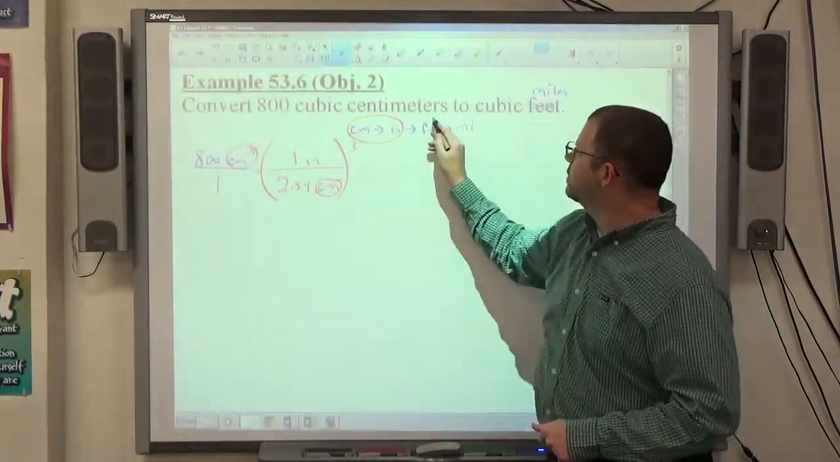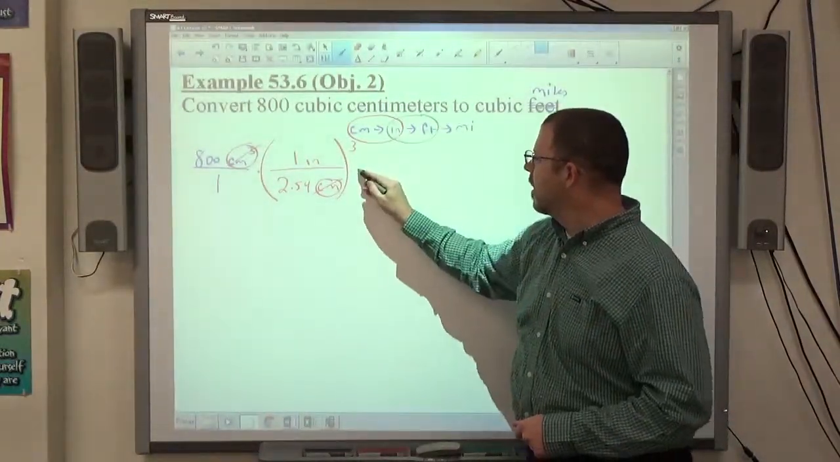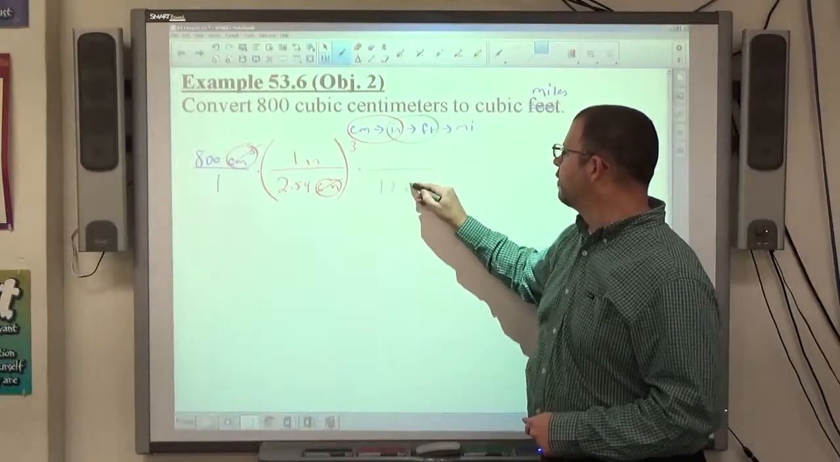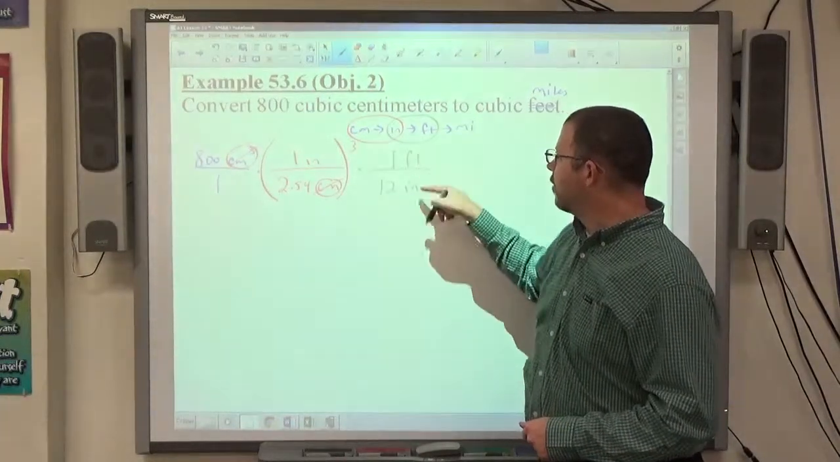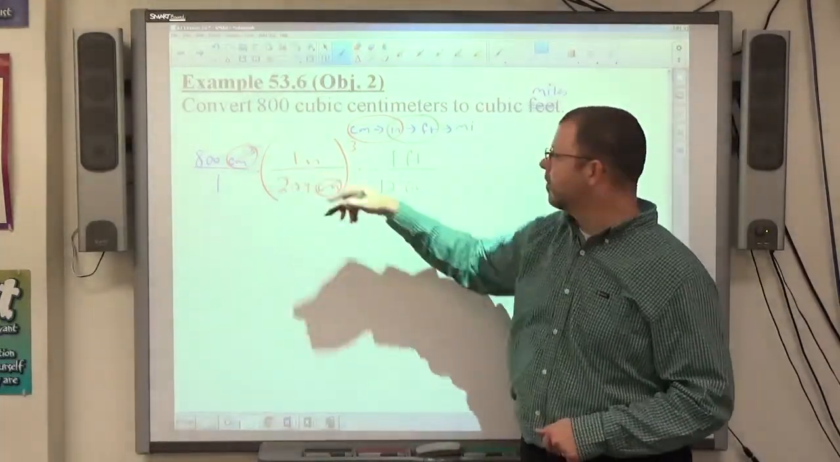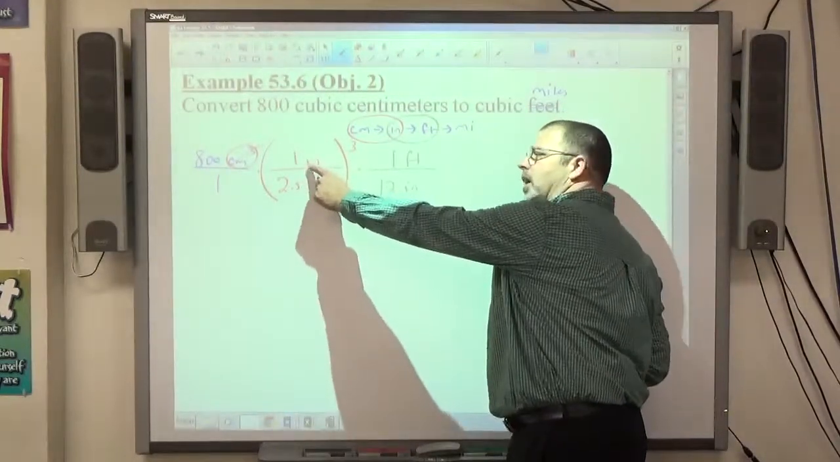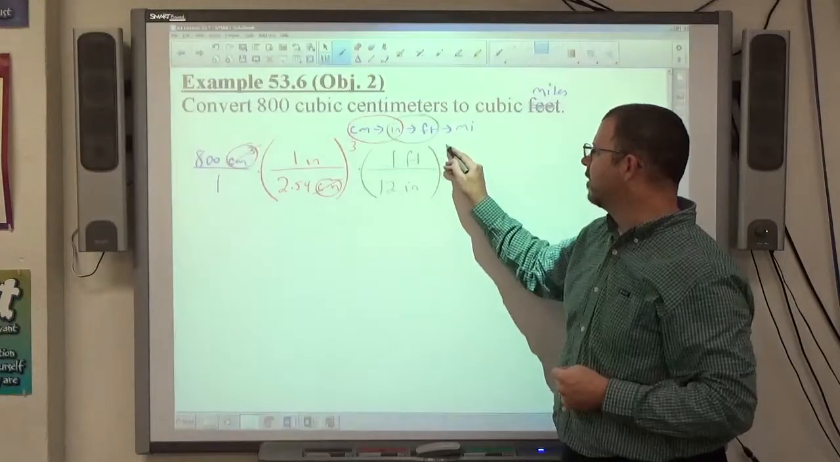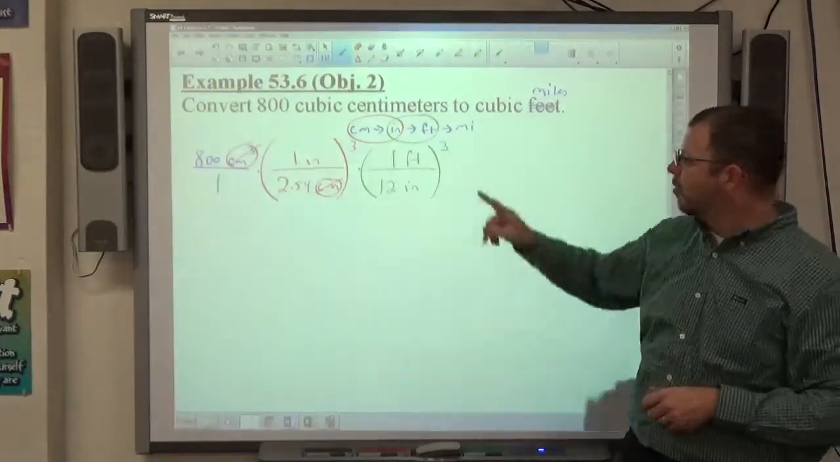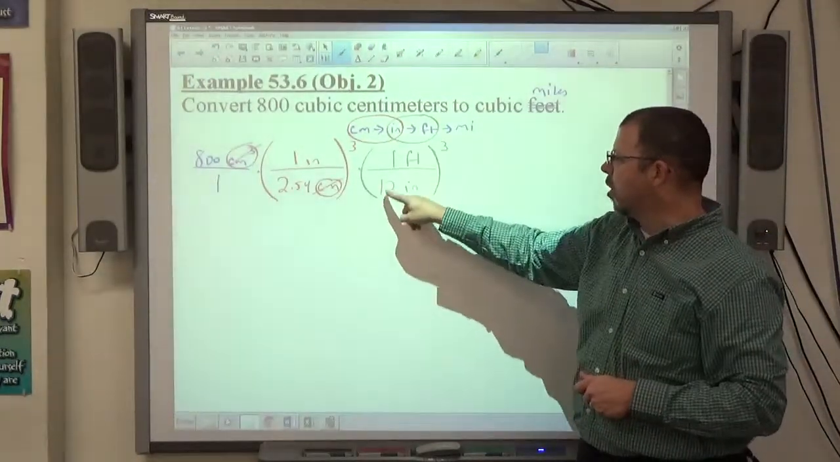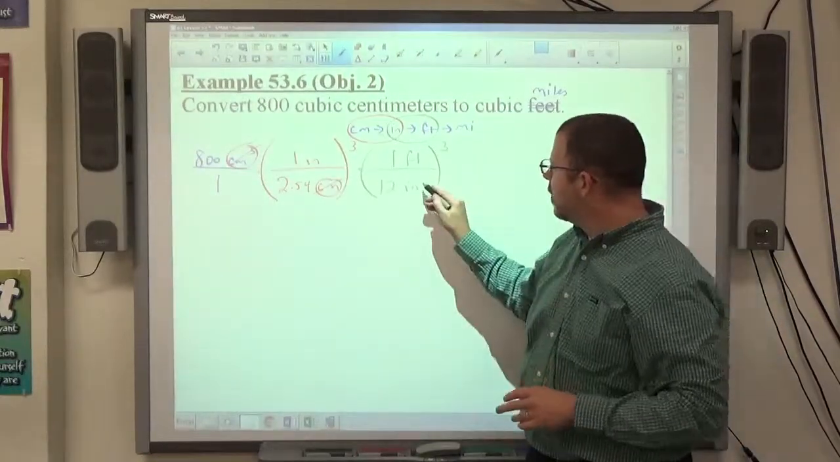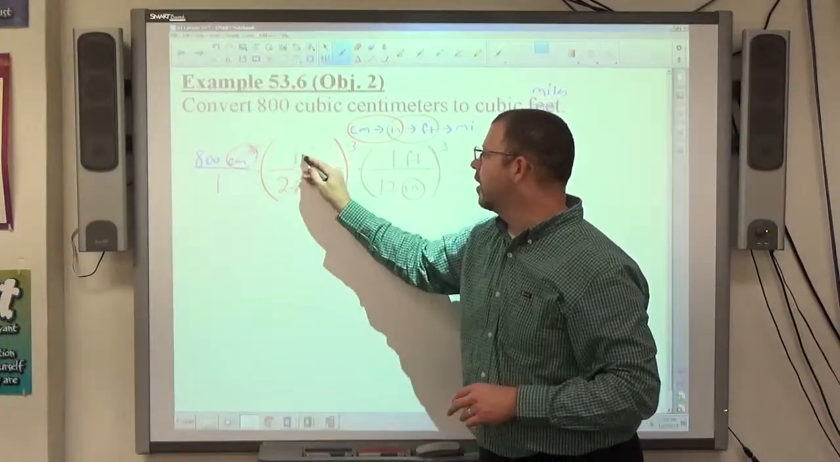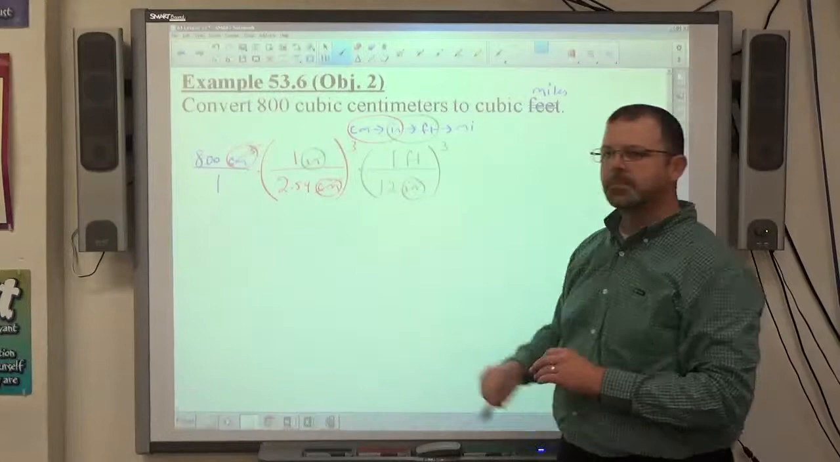Moving on to the next multiplier, inches to feet. I know that 12 inches equals 1 foot. I put inches on the bottom because inches is on the top. Again, that's not just inches, it's actually inches cubed. This needs to be inches cubed, so I have to cube this entire multiplier. So 1's being cubed, feet's being cubed, 12's being cubed, inches is being cubed. The cubic inches that's here and the cubic inches that's here cancel.